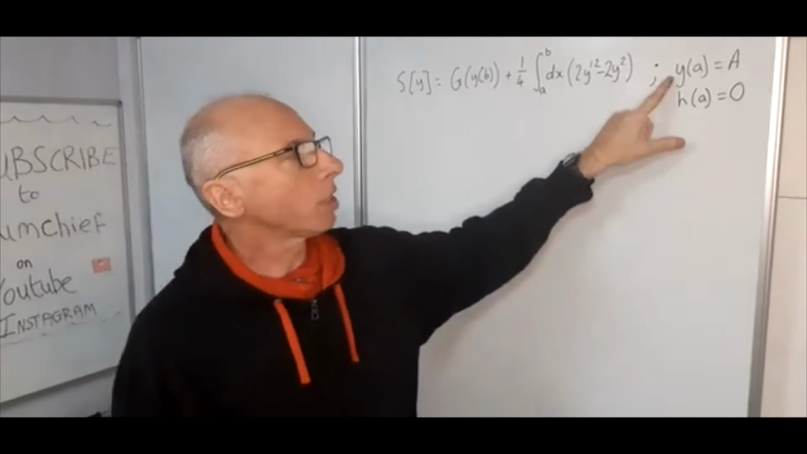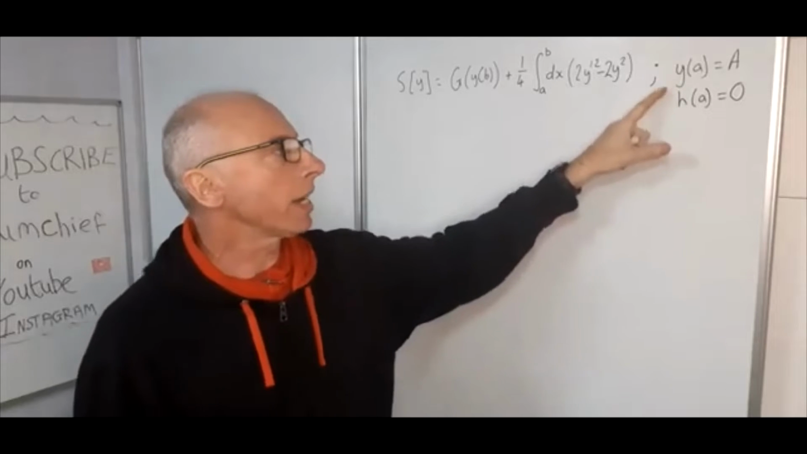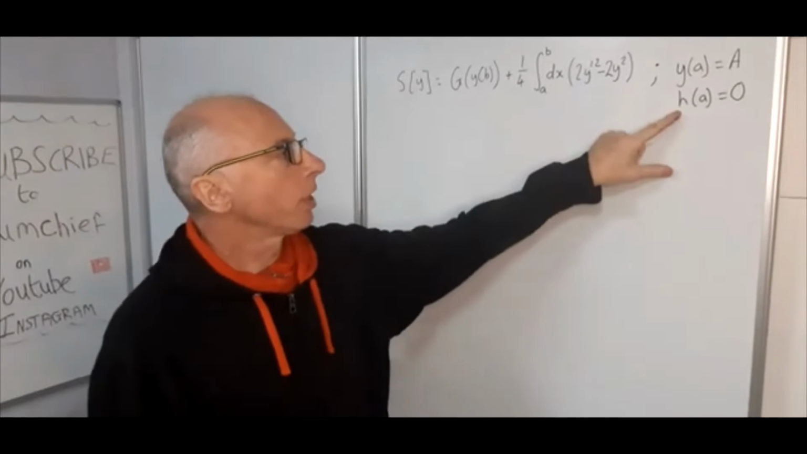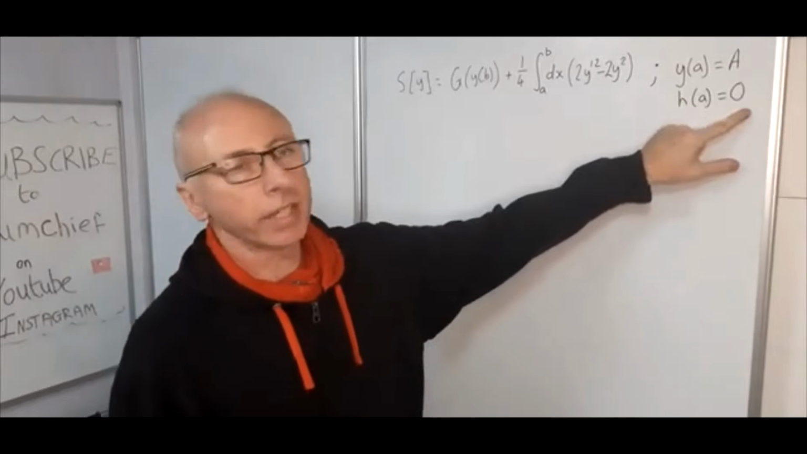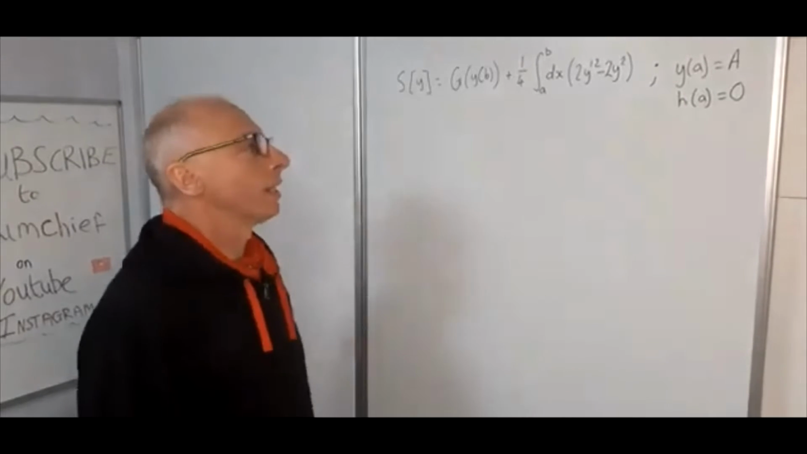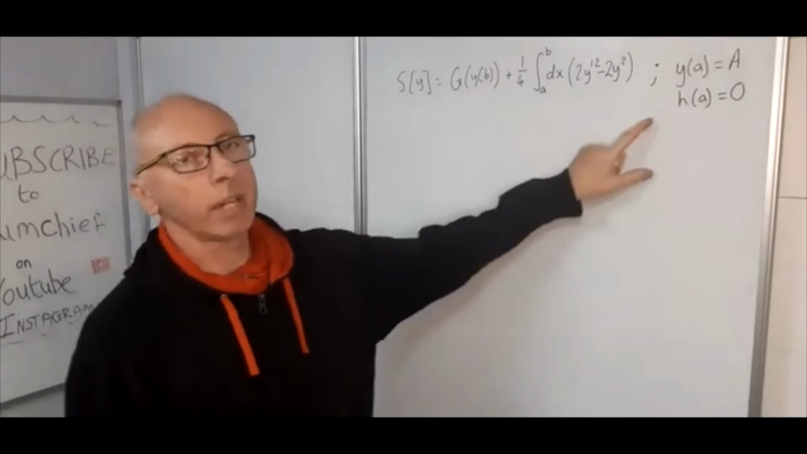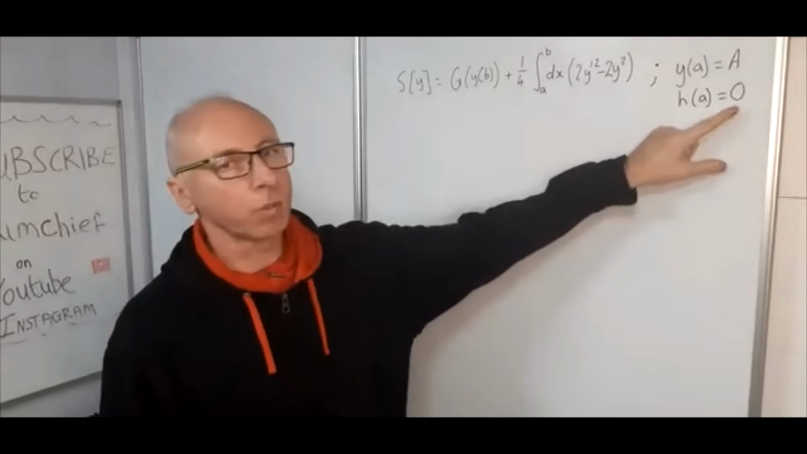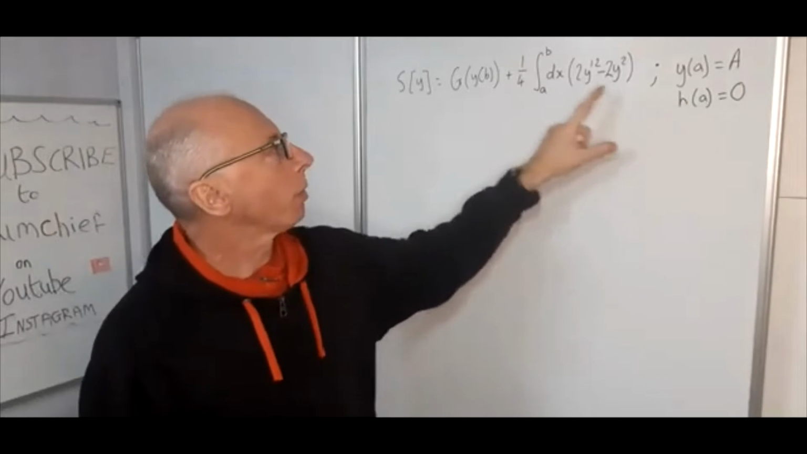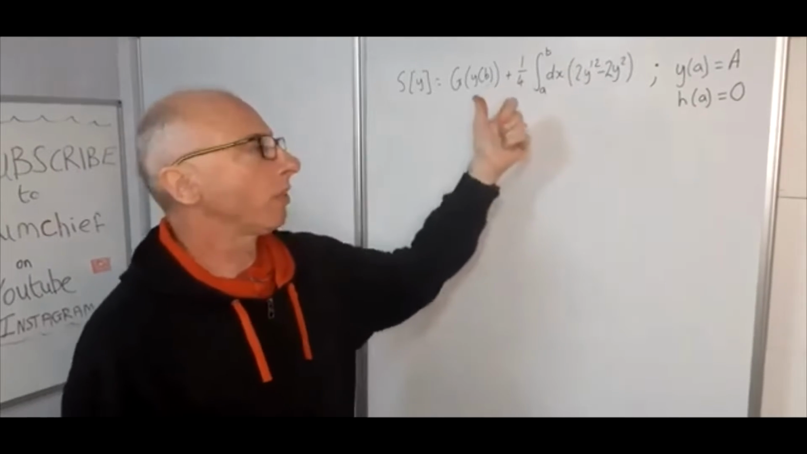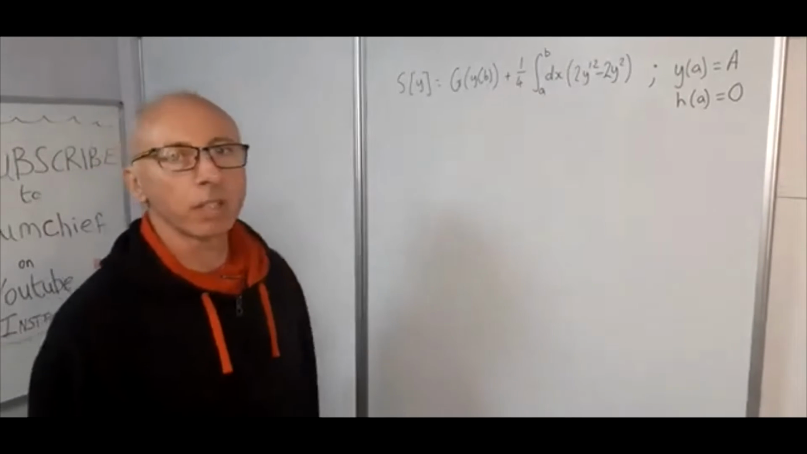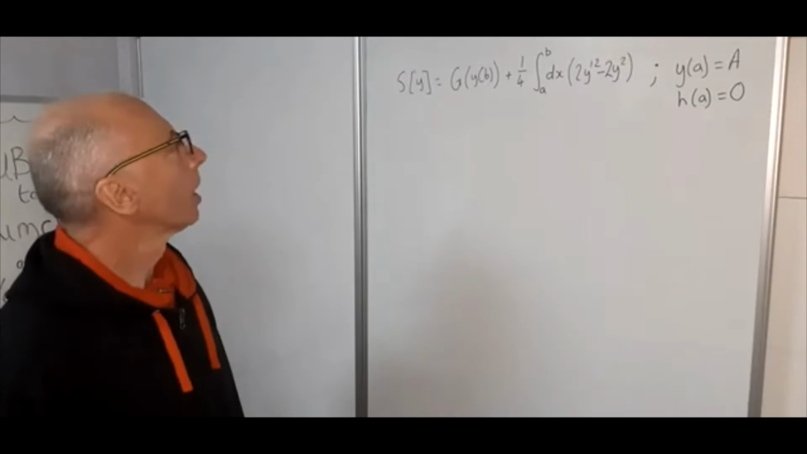And our boundary condition is y(a) equals a, and we're also given that this term here, h(a) equals 0. So it looks like this could be an admissible function, where h(a) equals 0. We could also probably find that h(b) is 0, but we're not given that result yet, so we probably have to look into that further to find that.